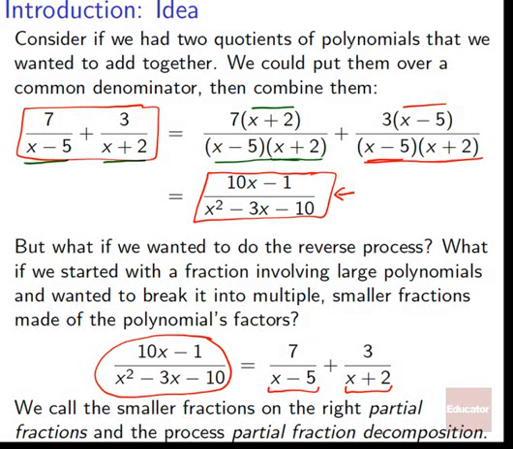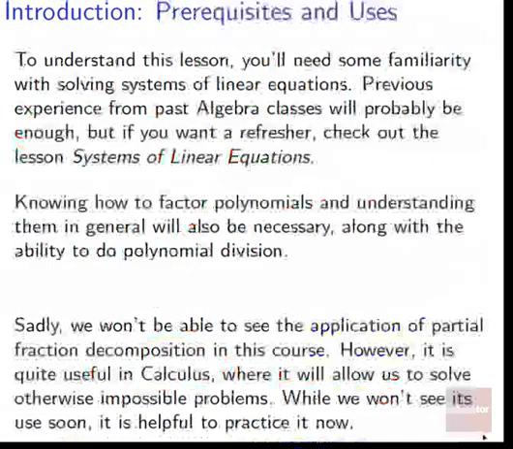We call the smaller fractions on the right partial fractions because they are parts of that larger fraction. So each of these, 7 over x minus 5, 3 over x plus 2, is called a partial fraction, and the process to break it up is called partial fraction decomposition. So whatever this method is that we haven't explored yet, to get from that larger polynomial quotient into these smaller partial fractions is called partial fraction decomposition. So how do we do it?